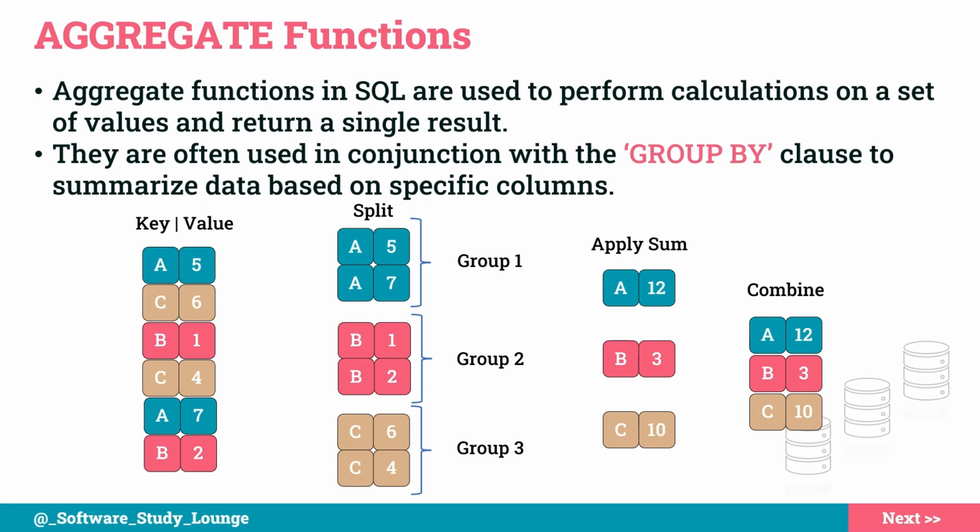We have key and value pairs, like key is A and value is a number. When we apply GROUP BY on the keys, it forms the groups A, B and C. After that we apply the aggregate function on that. Here we apply sum as the aggregate function, so it combines the result: A equals 5 plus 7, 12; B equals 1 plus 2, 3; and C equals 6 plus 4, 10. So basically aggregate functions work with the GROUP BY clause.